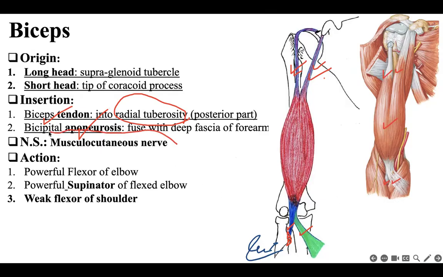What is the nerve supply of the biceps? Musculocutaneous from the lateral cord, which supplies the three muscles: biceps, brachialis, and coracobrachialis. This muscle acts on the elbow and shoulder. So it flexes the elbow and shoulder, is a powerful flexor of the elbow, and its most important action is as a powerful supinator of the flexed elbow. What is the muscle behind the short head of the biceps? Coracobrachialis.